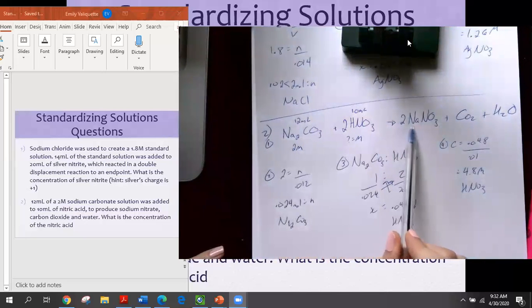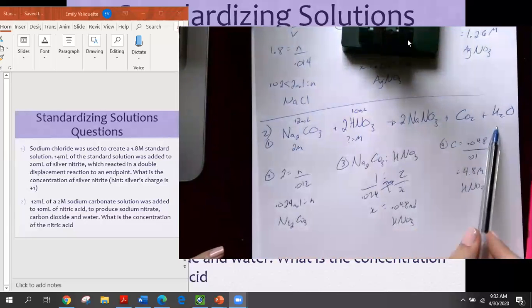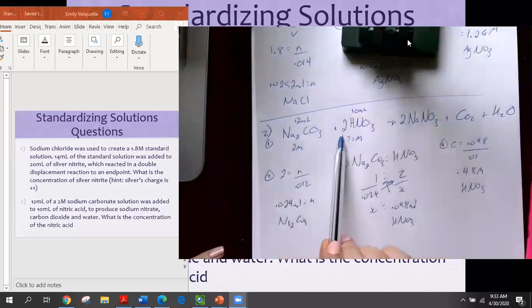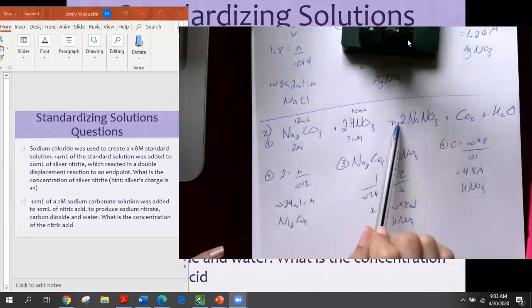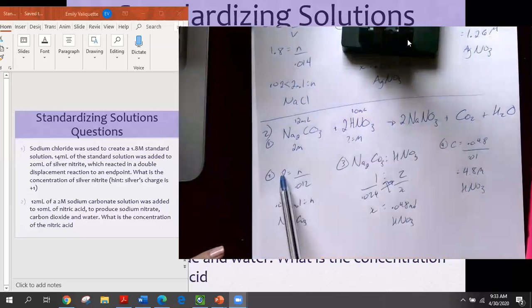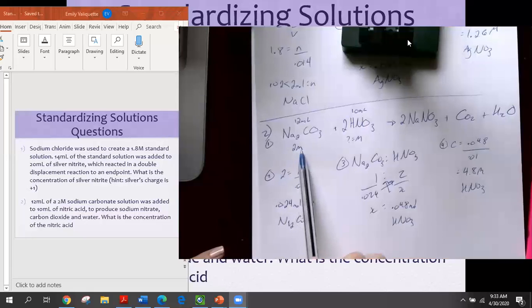It tells us that it produces sodium nitrate, carbon dioxide, and water, and we need to balance this with a 2 in front of our acid and a 2 in front of our sodium nitrate. Then we do C equals N over V, plugging in the concentration and the volume that we know to get 0.024 moles of the sodium carbonate.